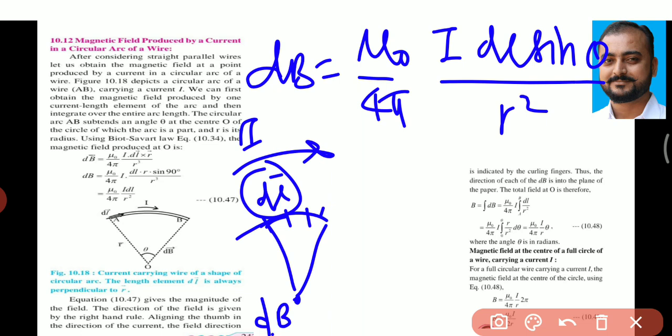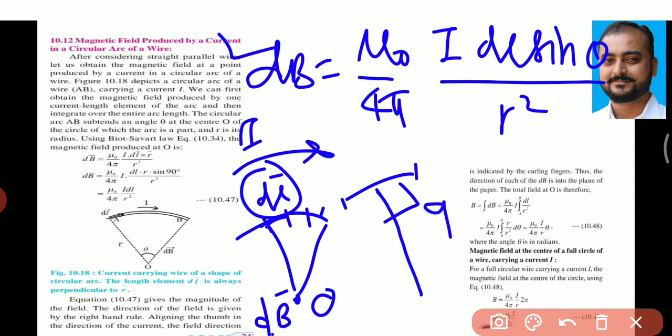Due to the small element dl, the magnetic field produced at point O is dB. Understood? This small element of length dl and the radius r are perpendicular to each other. As they are perpendicular, they have an angle of 90 degrees between dl and radius r.